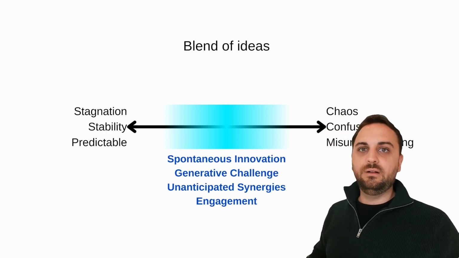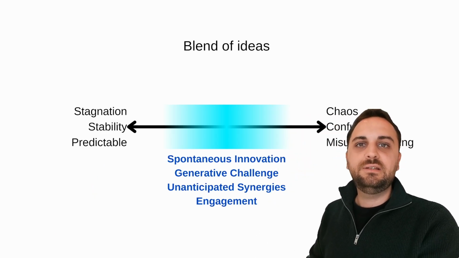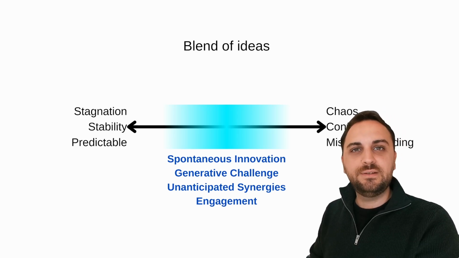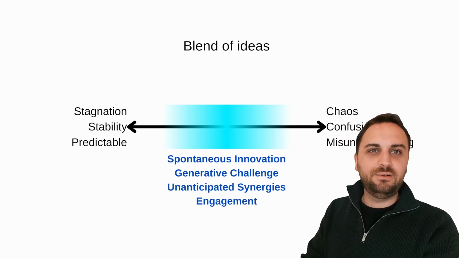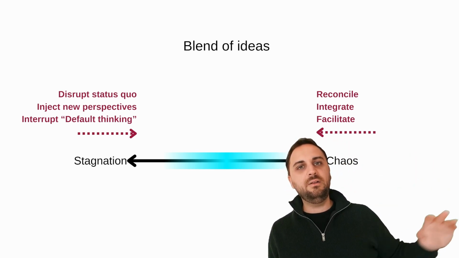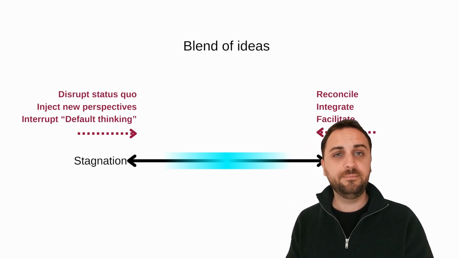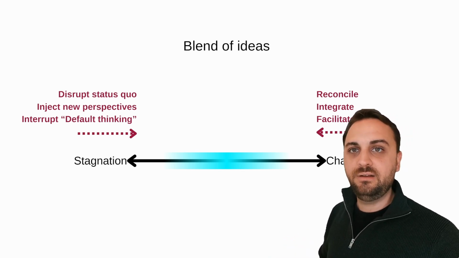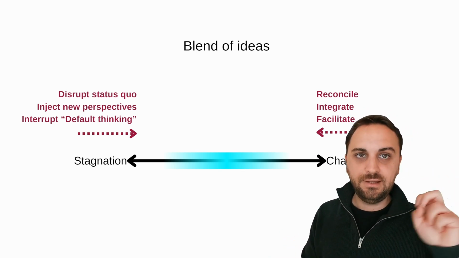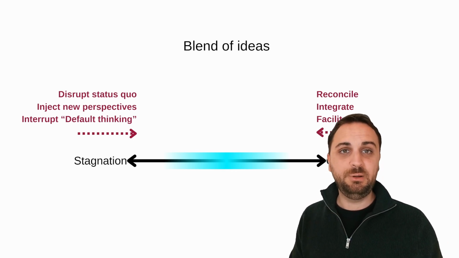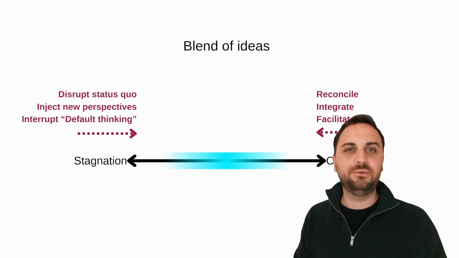So somewhere in the middle between those things, we get spontaneous innovation, generative challenge, unanticipated synergies, engagement. How do we get to that middle? We can apply forces. If you're in chaos, you can try to reconcile, integrate, and facilitate people together. And if you're in stagnation, you can try to disrupt the status quo, inject new perspectives, interrupt this default thinking. Even if it's just playing devil's advocate sometimes, it's useful just to push people out of that zone, to flex those intellectual muscles or make sure they still exist and don't go into atrophy.